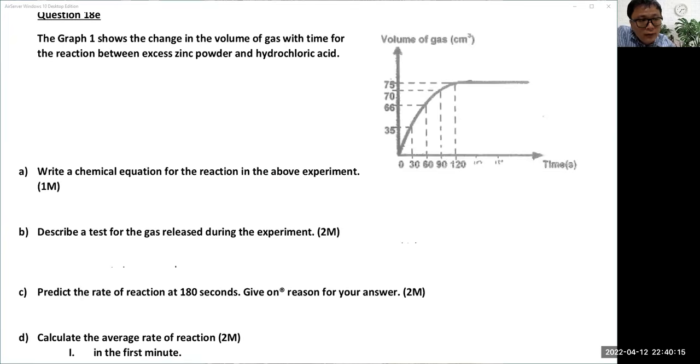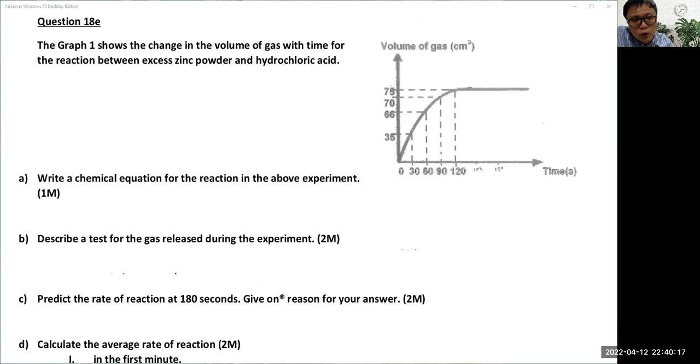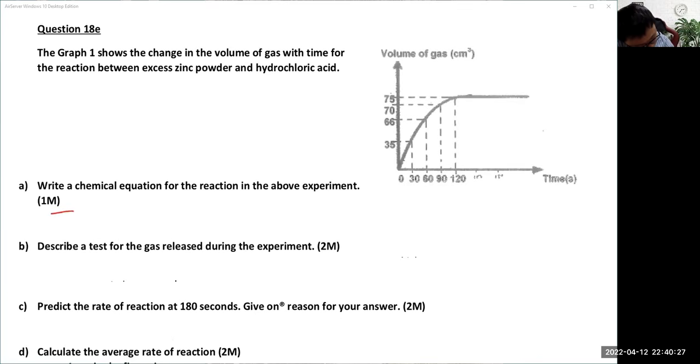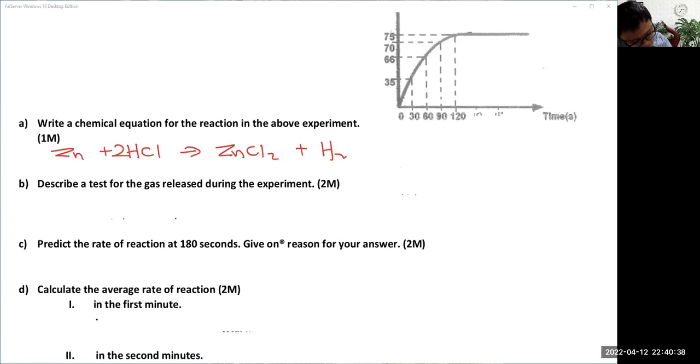Okay, so you try question 5 by yourself. You need to try facing new questions, so pause the video now. Assuming it's done already, the equation will be the same thing: zinc plus hydrochloric acid becomes zinc chloride plus H2. Okay. The gas released is this one.